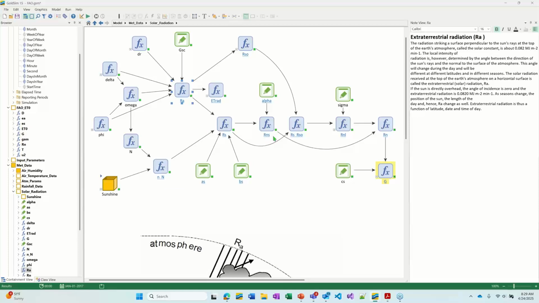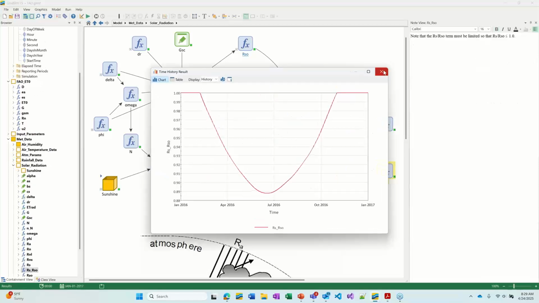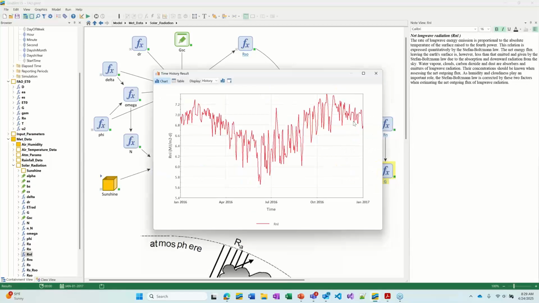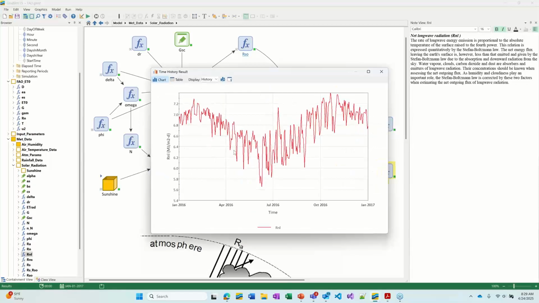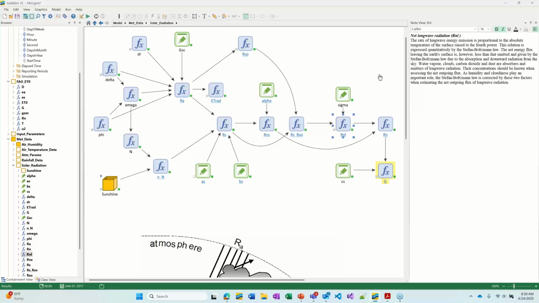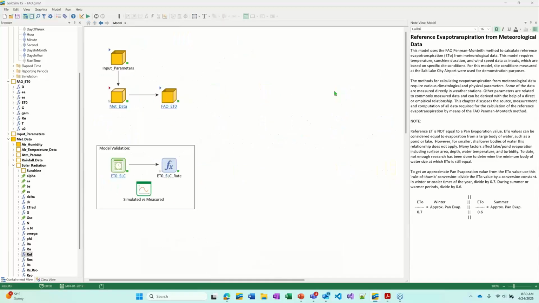But once temperature comes into play, then we start seeing the numbers bouncing around because we have daily temperature values from our time series, daily measured temperature. And that is the only thing in our model right now that's causing these day-to-day fluctuations. Otherwise, we would have smooth curves everywhere. Okay, so that's the model.